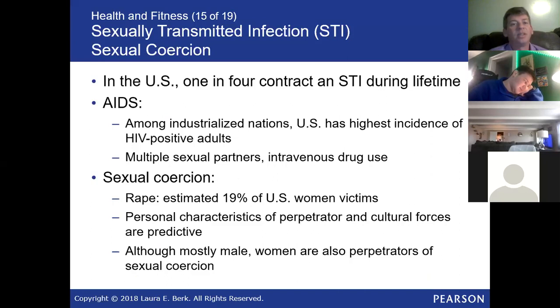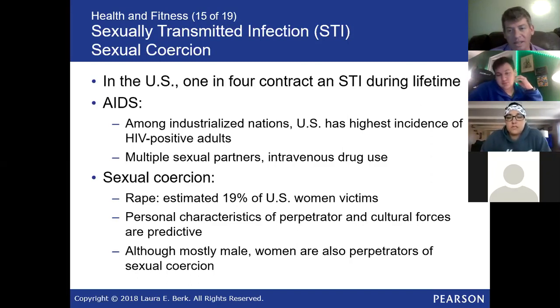Let's get some. Sexually transmitted infections. Let's not get those. And sexual coercion. In the United States, 1 in 4 contract an STI during a lifetime. AIDS. Among industrialized nations, the U.S. has the highest incidence of HIV positive adults, as a result of multiple sexual partners, intravenous drug use, but those are not the only reasons.